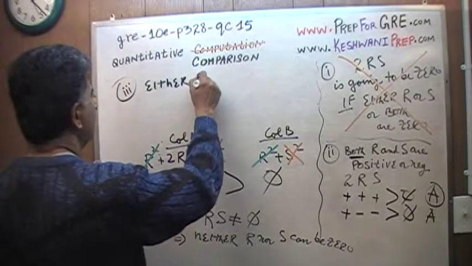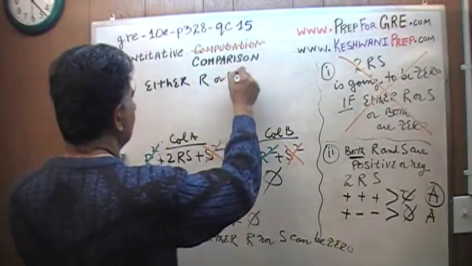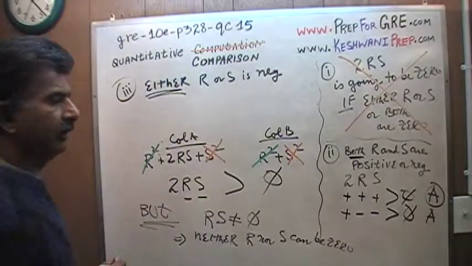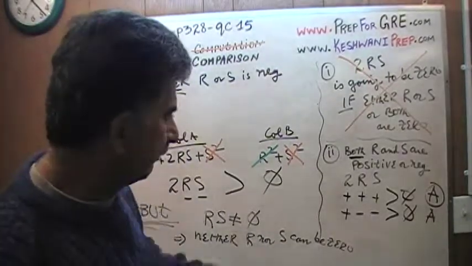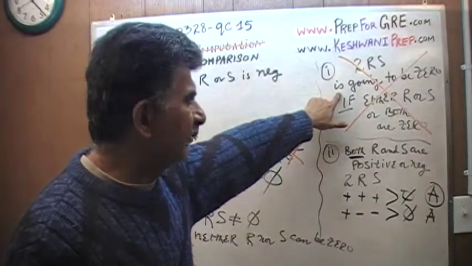Either R or S is negative. The operative word here is either, not both. They cannot both be negative. We talked about both already. That was a both scenario. That was also both. Well, that was either both or either.